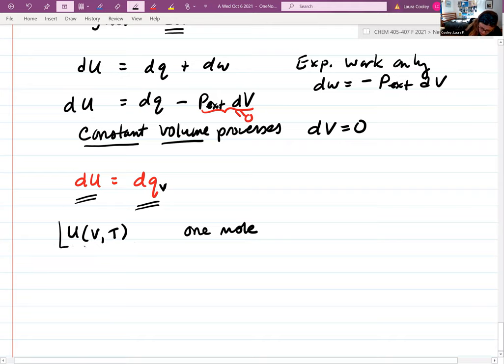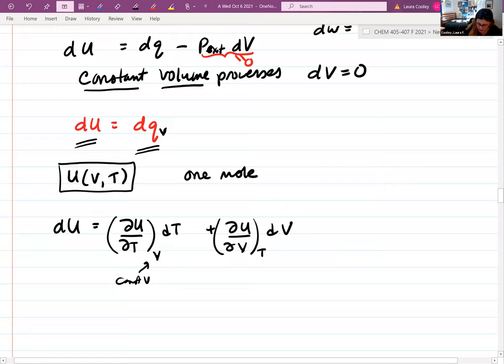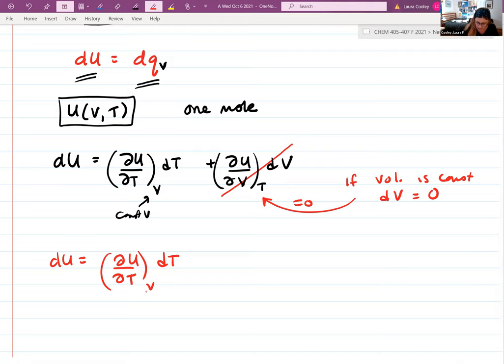So if I say that U is a function of V and T, I can write that the total differential dU is the partial derivative of U with respect to T at constant volume, times dT, plus the partial derivative of U with respect to V at constant T, times dV. Now look at this. If volume is constant, then dV, the change in volume, is zero, and this term goes away. So that means that I have that dU is (∂U/∂T)_V dT. And if you think back, here we have dU is dQ_V.